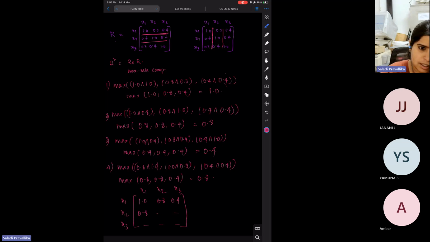Once you do these things, find out if this particular matrix is a fuzzy equivalence relation or not. If it is not, then go for R cube. Even if that is not a fuzzy equivalence relation, then go for R4. When you do that, you get to the cardinality point as well.